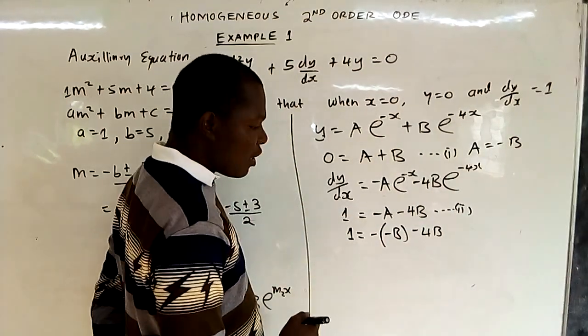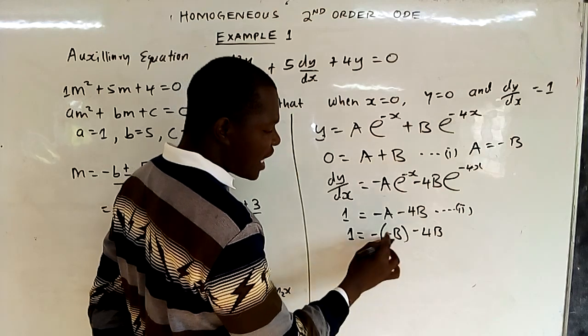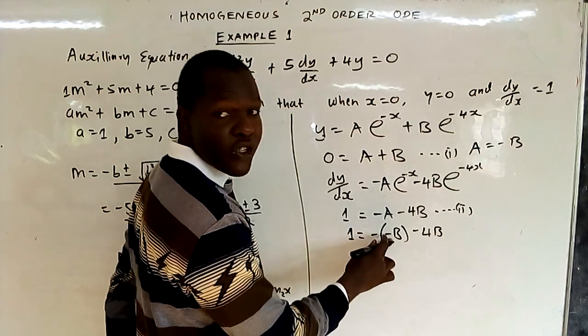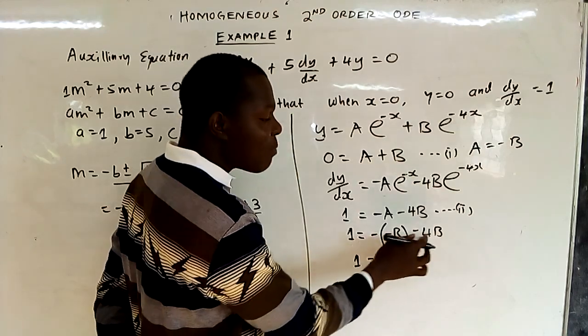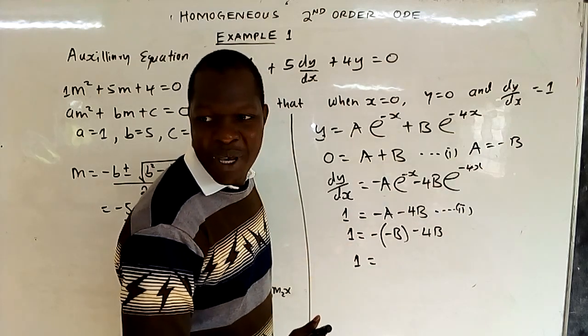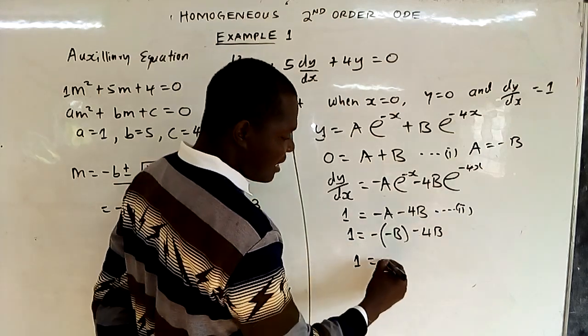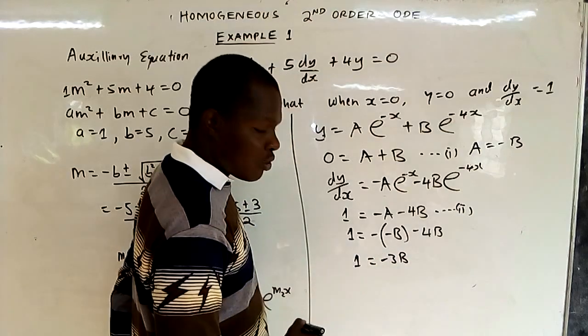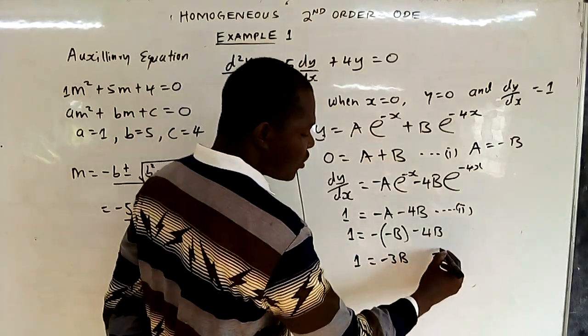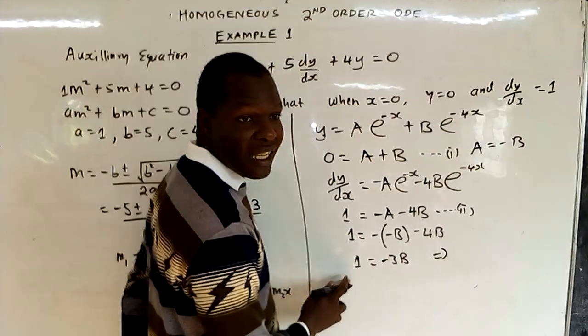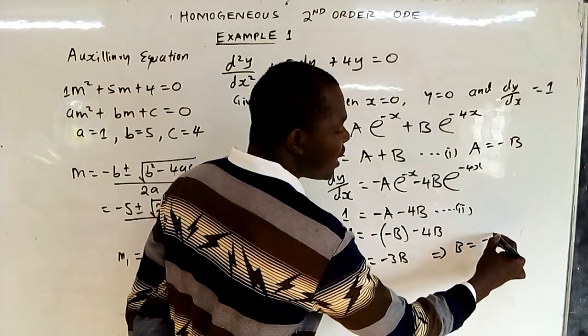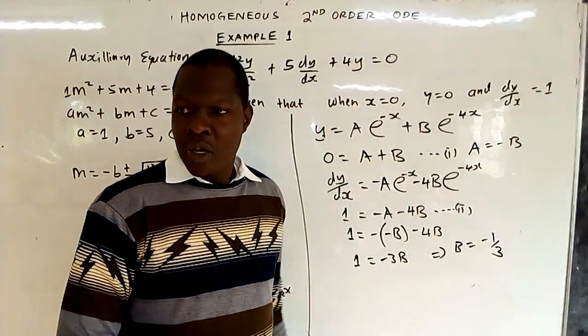So can you simplify? Open that bracket. 1 equals, the negative becomes positive, isn't it? So we have b minus 4b, and b minus 4b is negative 3b. So for you to get b, you divide both sides by negative 3. Then you get b to be negative 1 over 3.